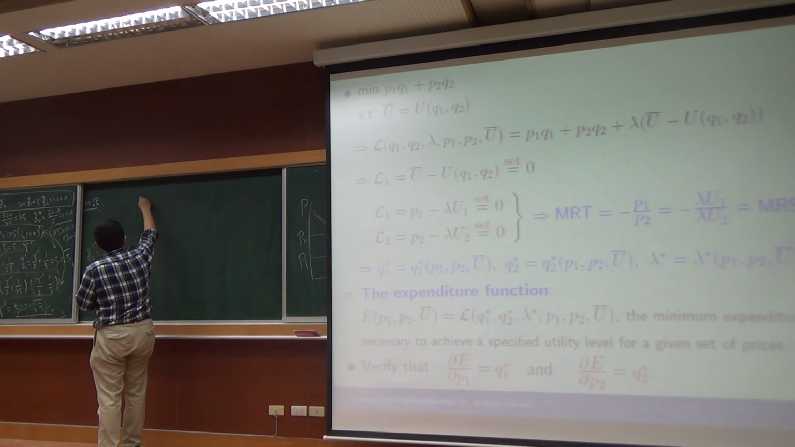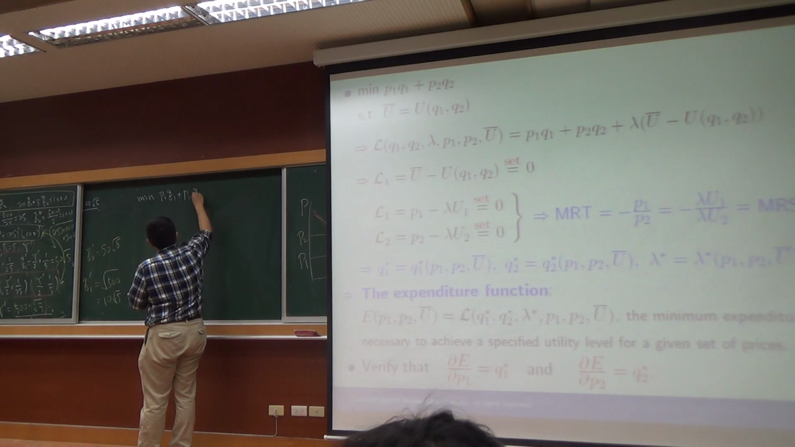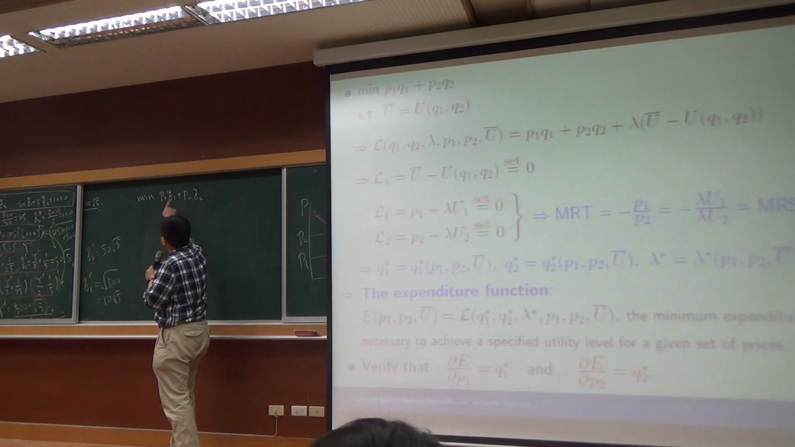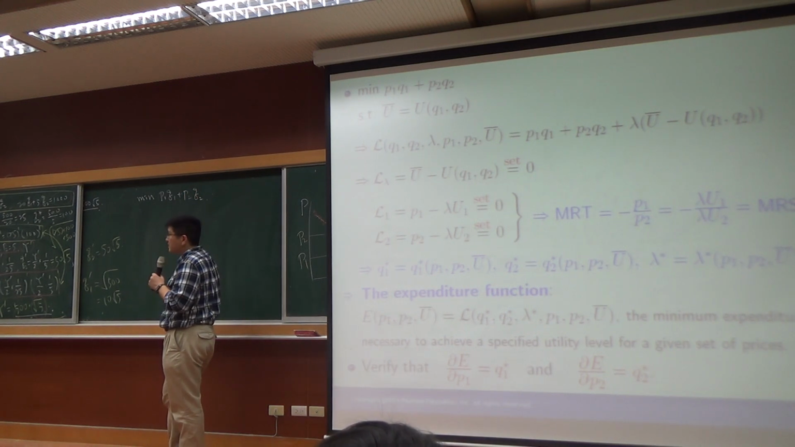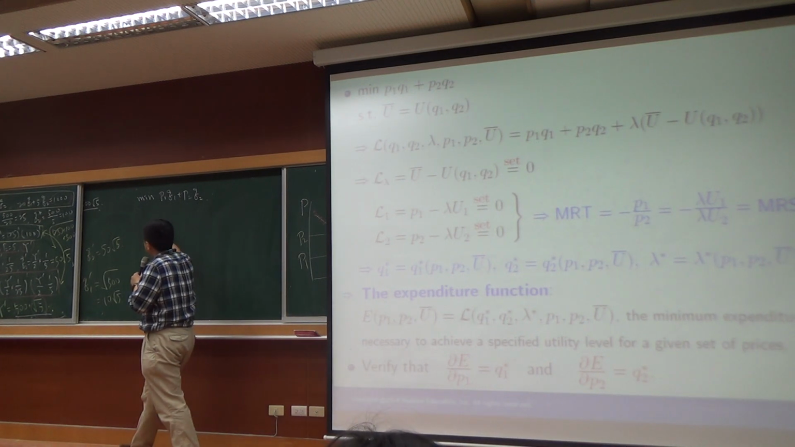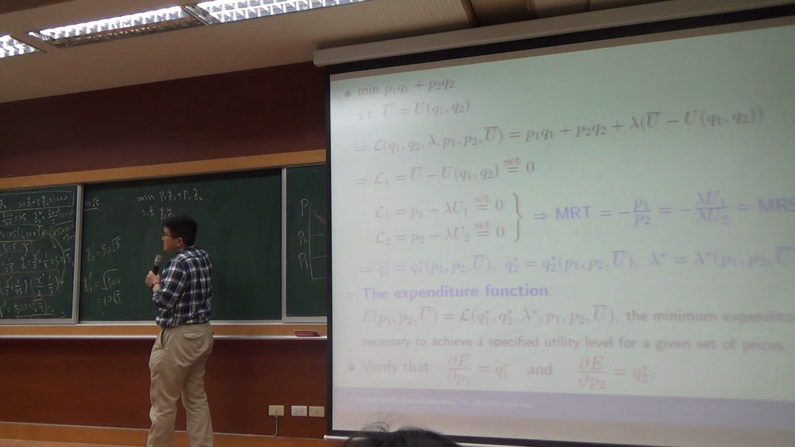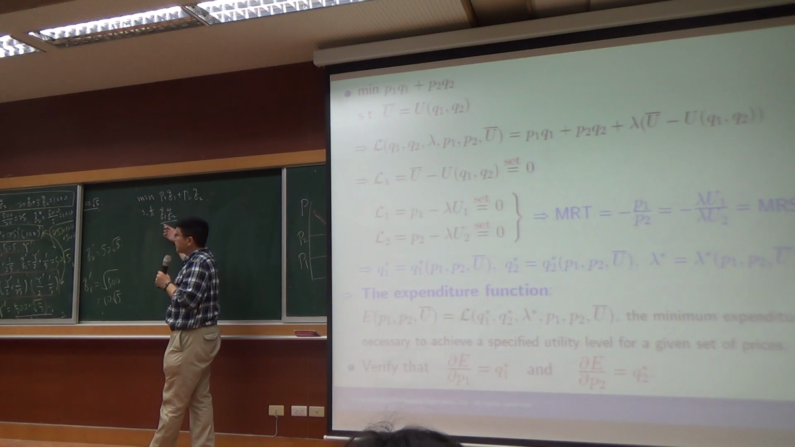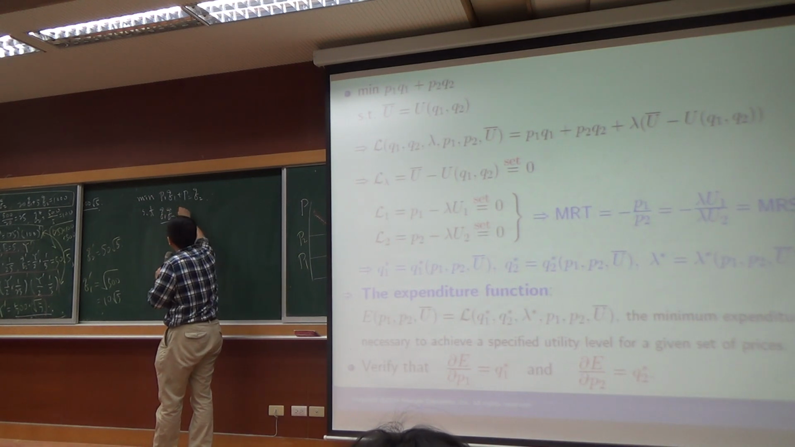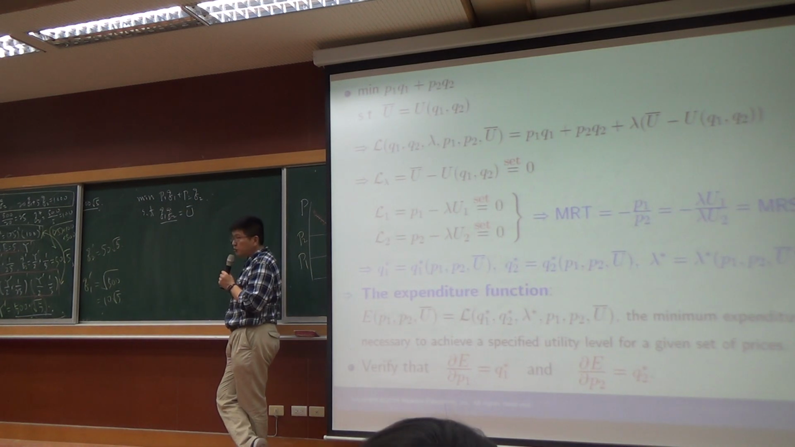Now, let me give you this example. Minimize P1 Q1 plus P2 Q2. This time, we don't need to specify the price. We just give it a general symbol to represent the price, subject to, say, Q1, Q2. Okay, make it simpler. This is the Cobb-Douglas utility function to the power of 1, 1, and make the requirement of the utility to be U bar.